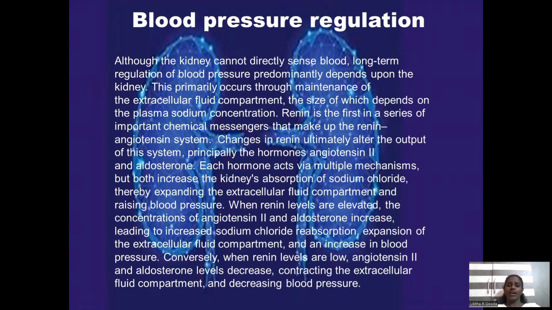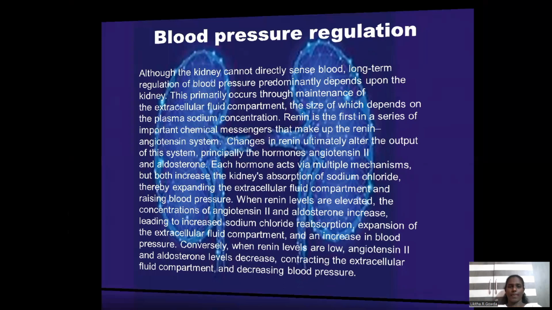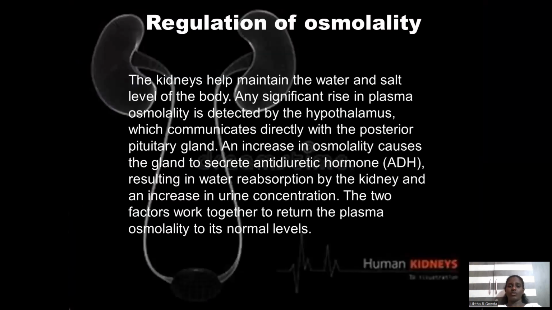When renin levels are elevated, the concentrations of angiotensin 2 and aldosterone increase, leading to increased sodium chloride reabsorption, expansion of the extracellular fluid compartment, and an increase in blood pressure. Conversely, when renin levels are low, angiotensin 2 and aldosterone levels decrease, contracting the extracellular fluid compartment and decreasing blood pressure. And the last topic is regulation of osmolality.